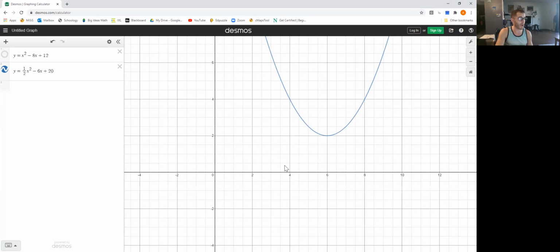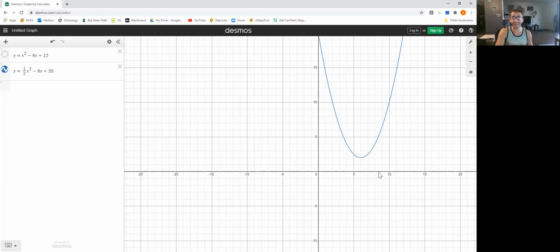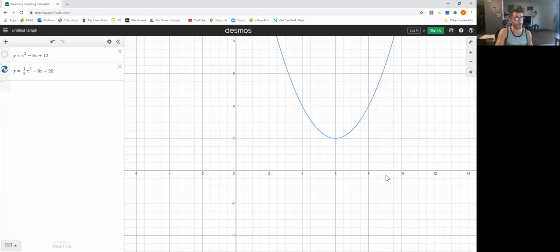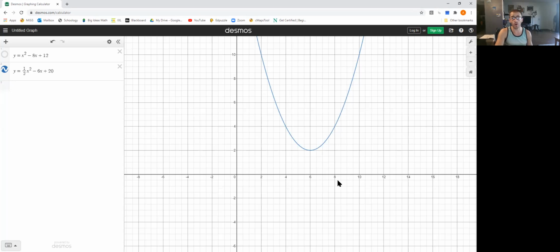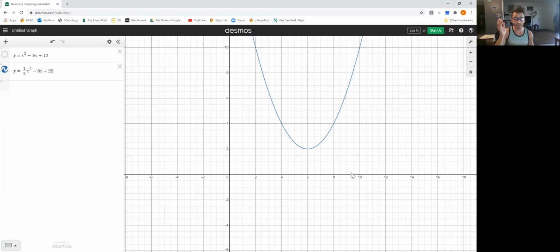So here I graphed. Remember, we're looking for the x-intercepts. Are there any x-intercepts? The answer is no. So this equation has no real solutions. No real solutions, and that's what you write. All right, that's graphing. You'll have some practice problems on graphing, and we'll talk more about it together.